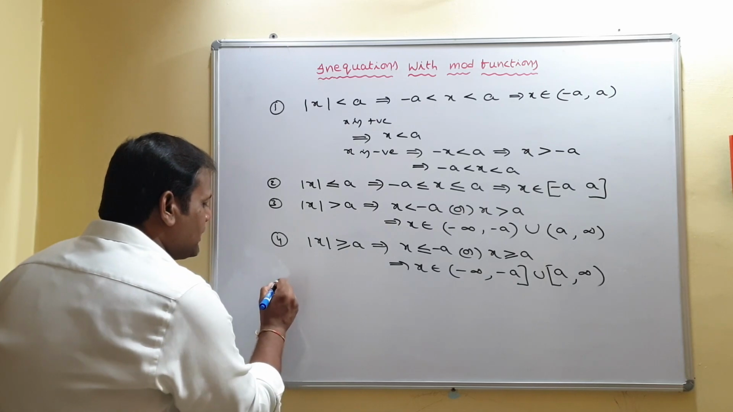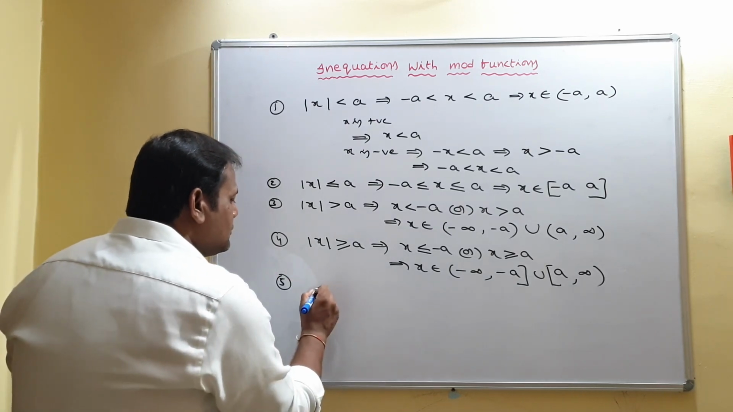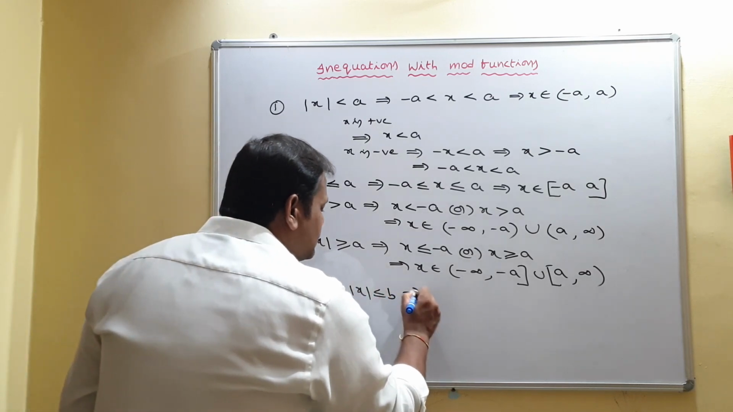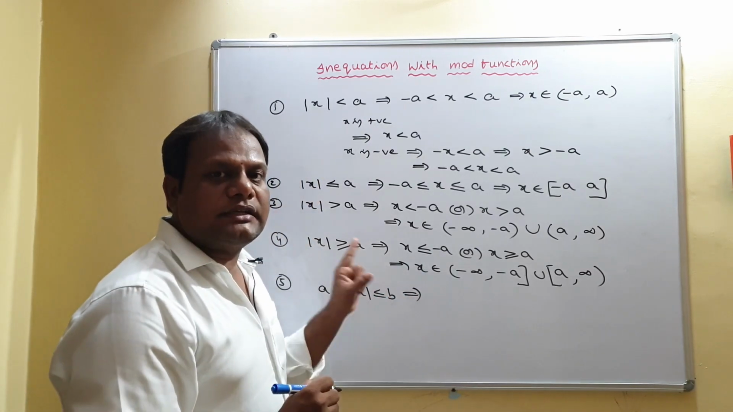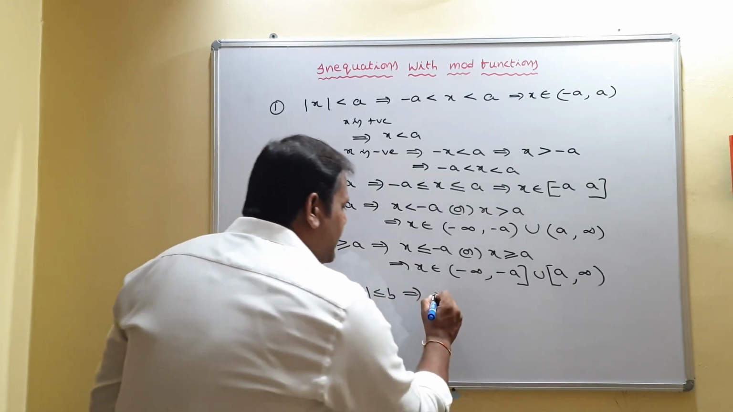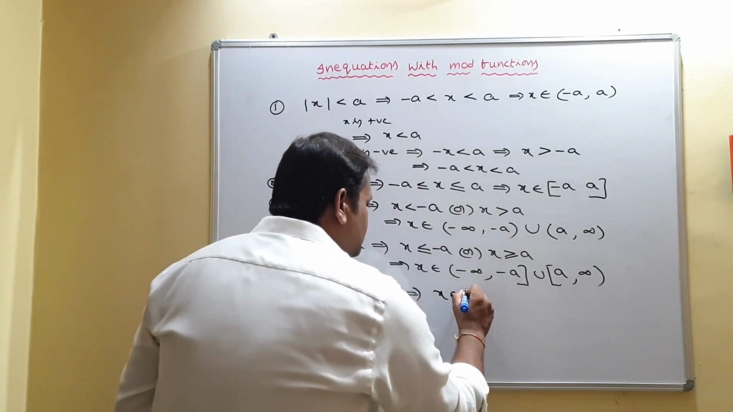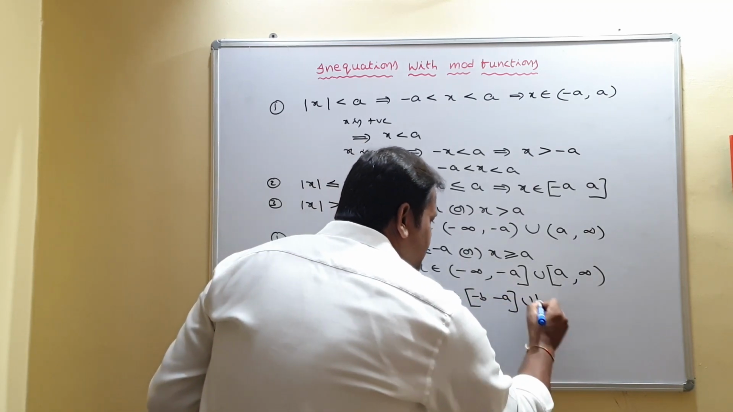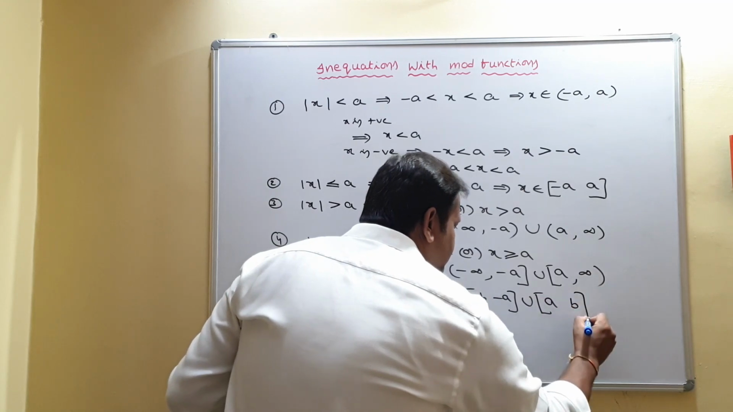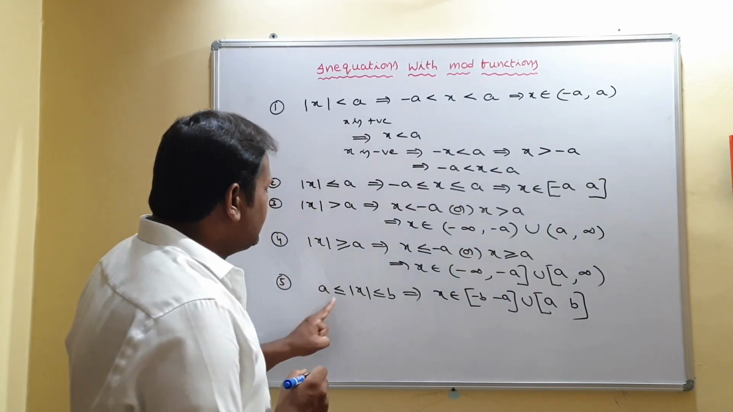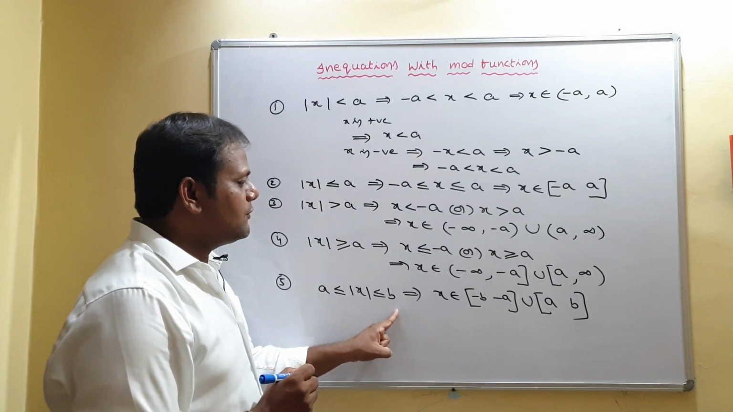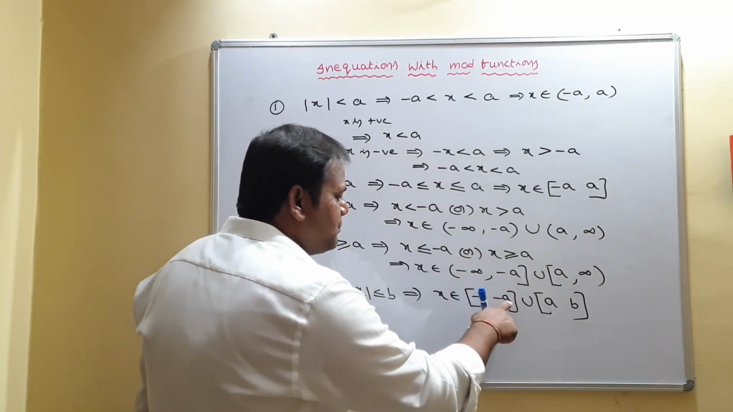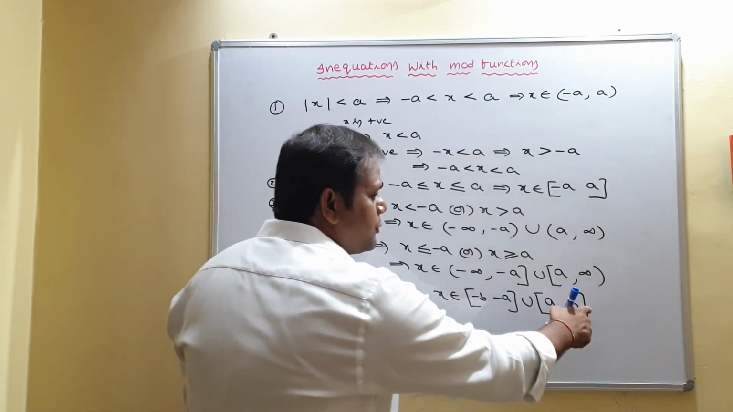And the important one is, suppose a less than or equal to mod x less than or equal to b. So if a less than or equal to mod x less than or equal to b, then we have x belongs to closed interval minus b to minus a union closed interval a to b.